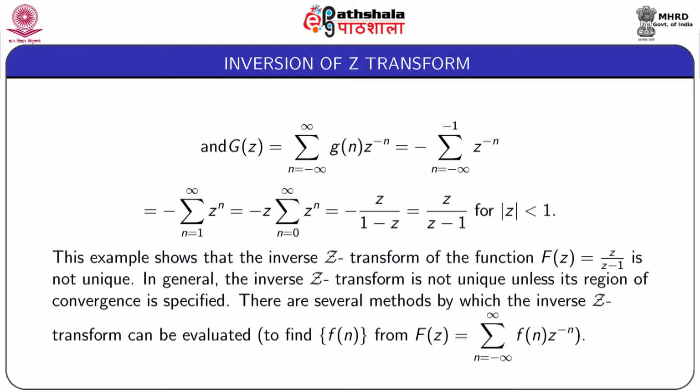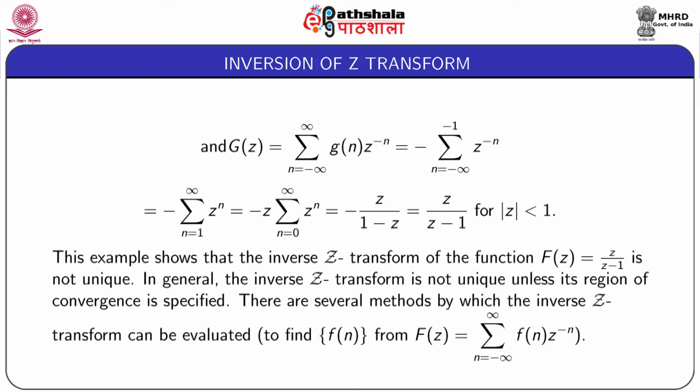This example shows that the inverse Z transform of the function capital Fz equal to z by z minus 1 is not unique. That is, capital Fz is z by z minus 1 and capital Gz is also z by z minus 1. So, in general, inverse Z transform is not unique unless the region of convergence is specified.